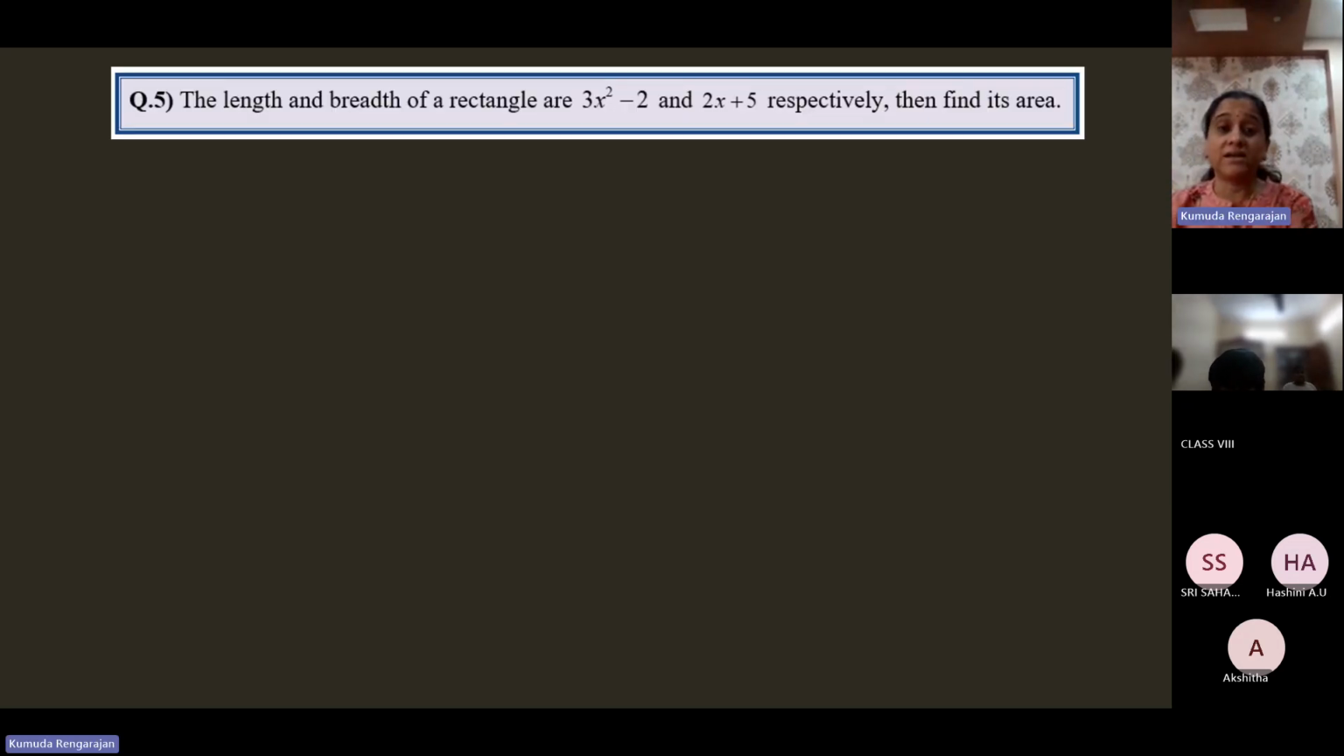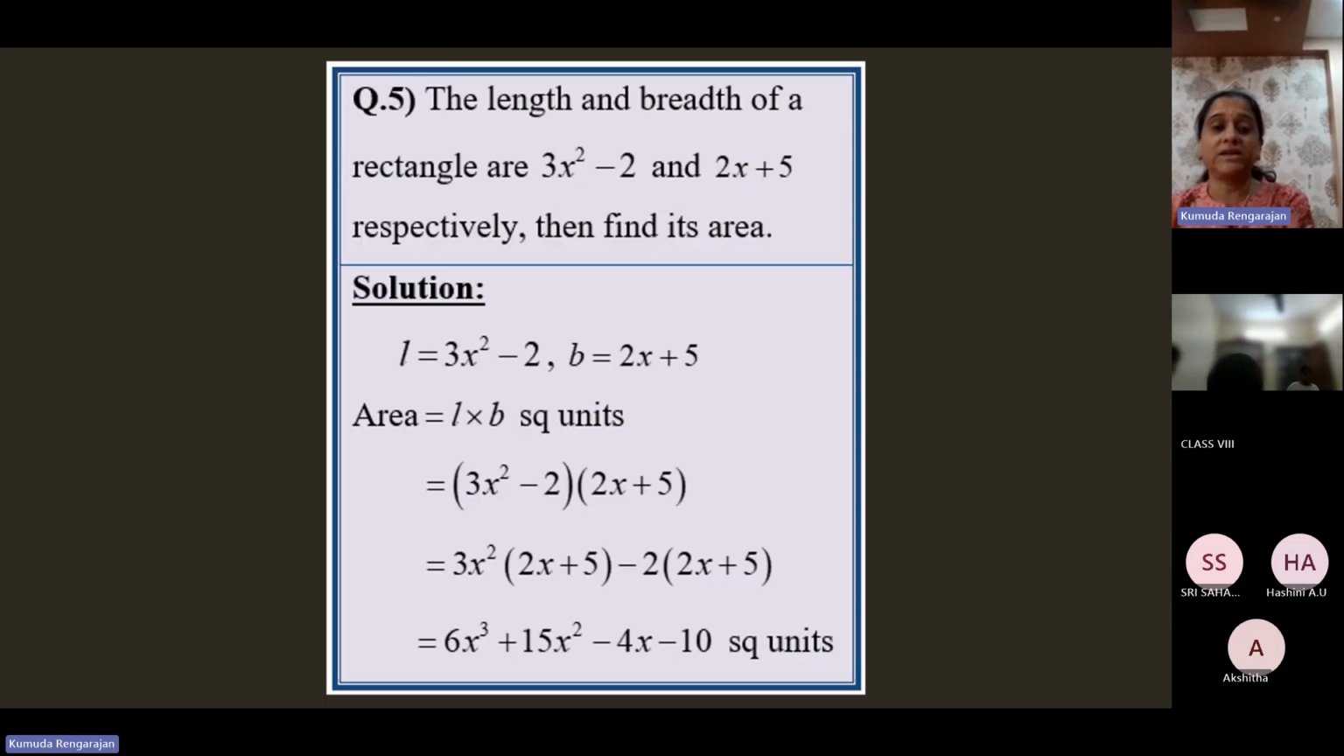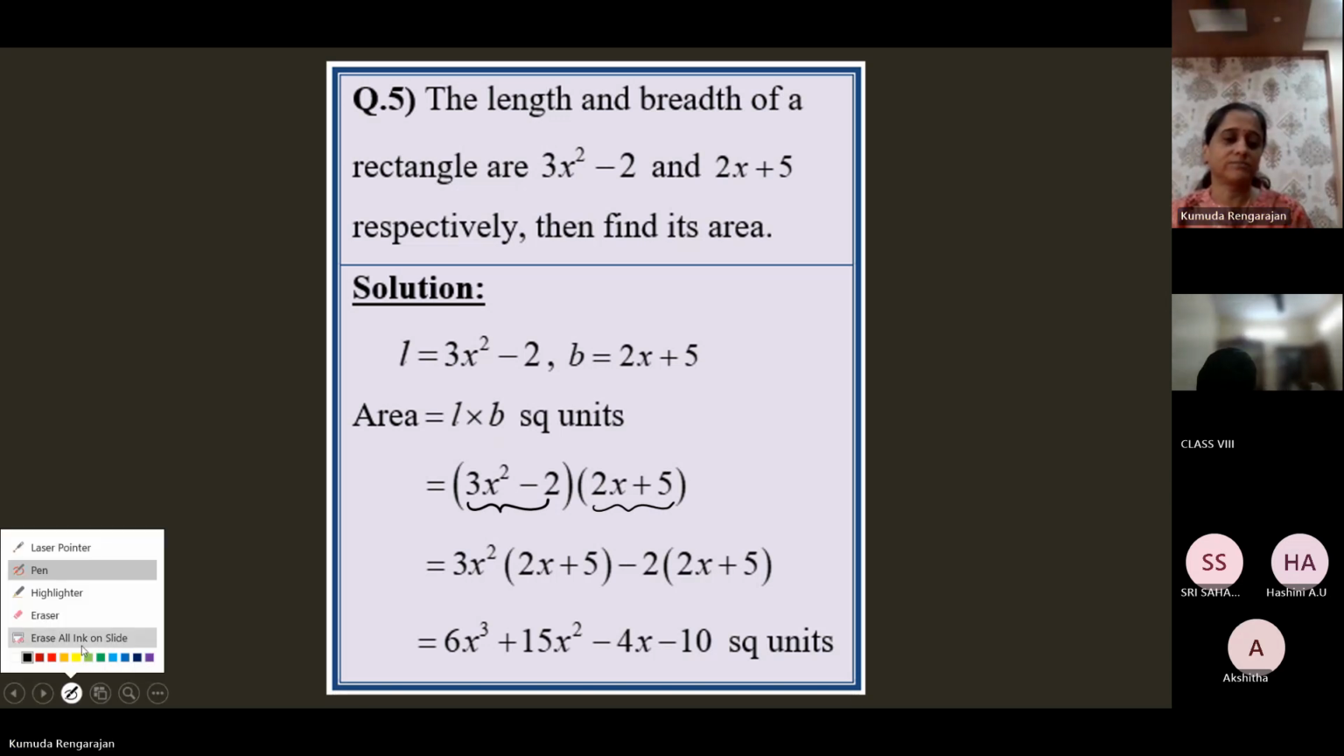Area of a rectangle. Earlier we saw perimeter, 2 into L plus B. Now area, L into B. Find area, L into B. So you'll have to multiply a binomial with another binomial, two terms with another two terms. So first term into second bracket, second term into second bracket.